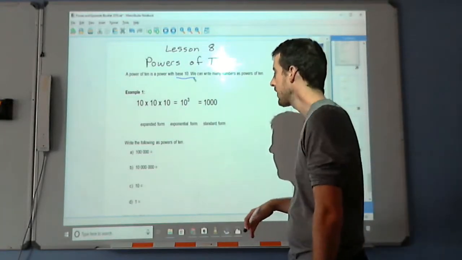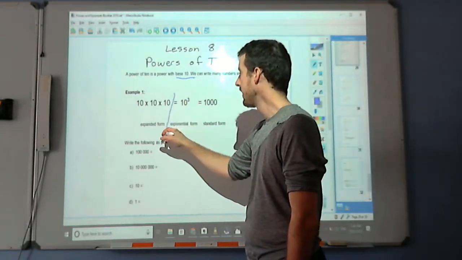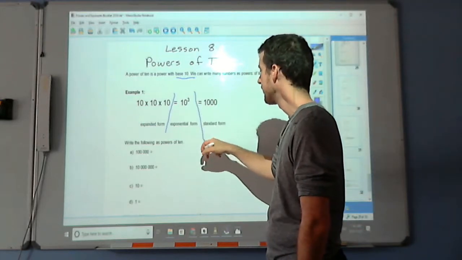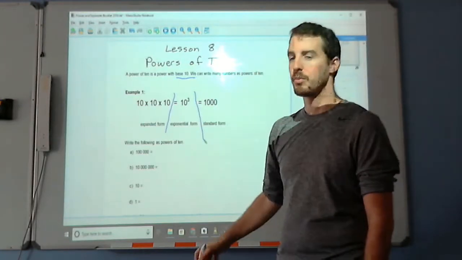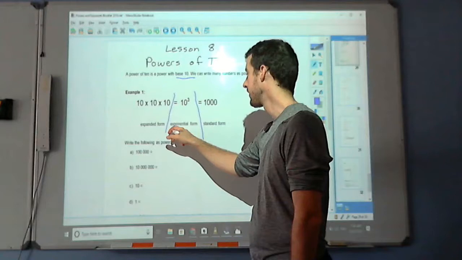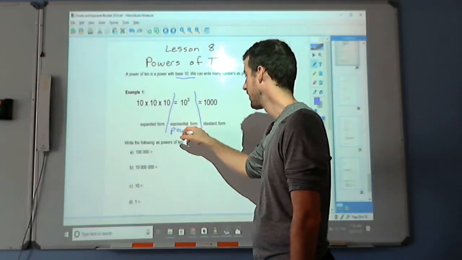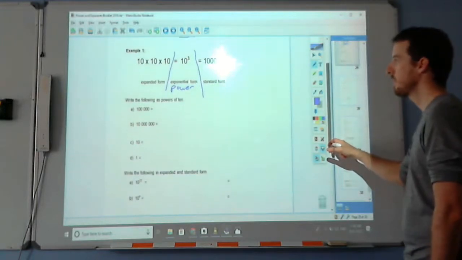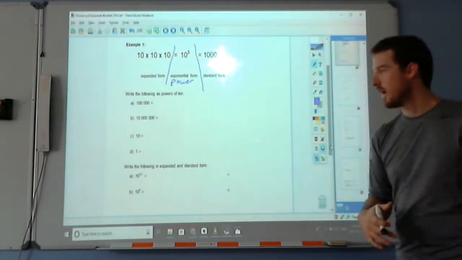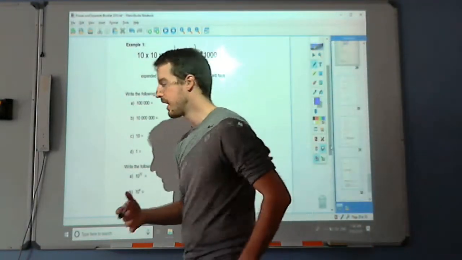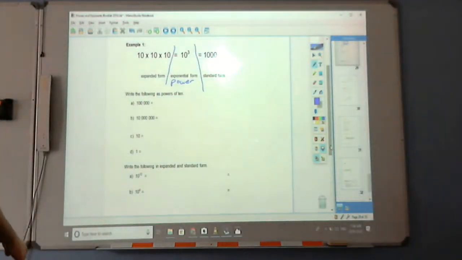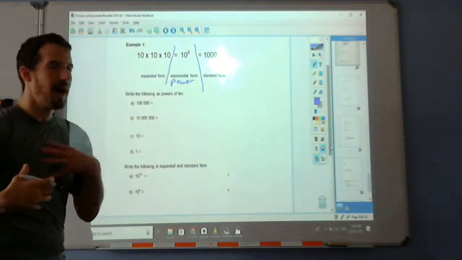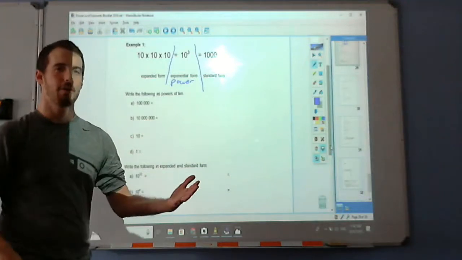Okay? So this is our expanded form, our exponential form, and our standard form. Sometimes we can also call this a power, right? So why don't we go through a few examples, see how that looks, and hopefully keep it going. All right. The simplest way I've found of doing this: count your zeros.